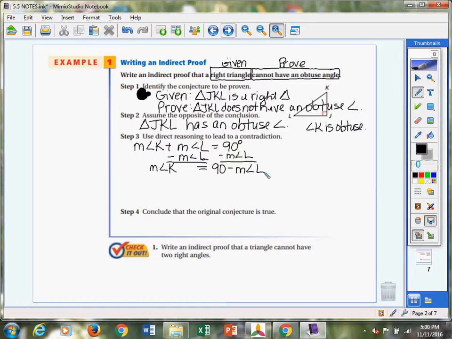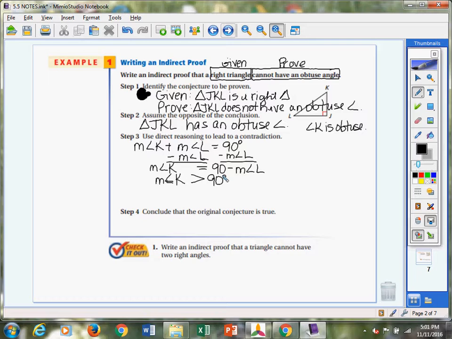So that's just a little bit of basic math. We did the subtraction property of equations to isolate the K. You did that in algebra a lot. We also know, if we're assuming that K is our obtuse angle, that the measure of angle K has to be greater than 90 degrees. That's the only way that it's obtuse, if it's a number greater than 90 degrees, and that's the definition of an obtuse angle.